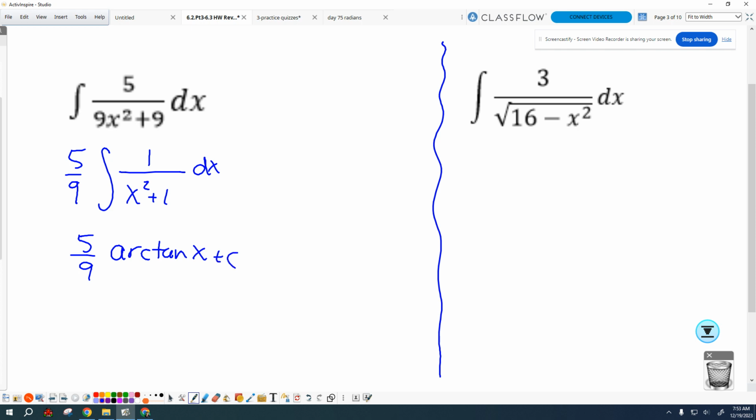AP exam loves this one, loves it a lot. So you might need to do some tricky business. But was that one reasonable? Yeah. Second one's harder.